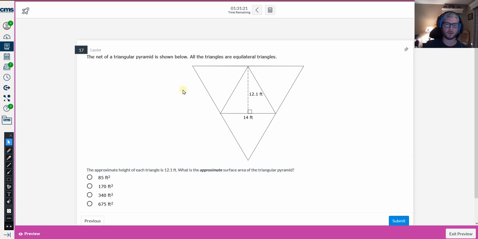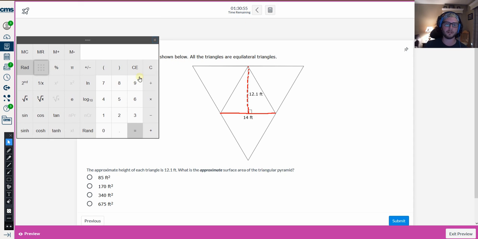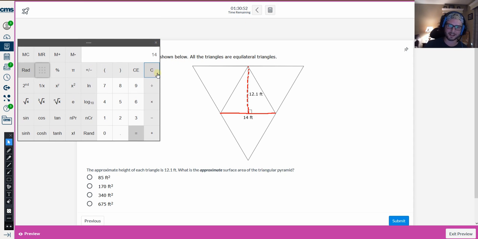And then the final question, it shows the net of a triangular pyramid, and it tells you all of the triangles are equilateral triangles. All of the triangles are exactly the same shape and size. So as long as we find one of them, we have found all of them. And if we look at the triangle in the middle, it has a base of 14, and it has a height of 12.1. So, easy enough. For this one, we do the base, 14, times the height, 12.1.